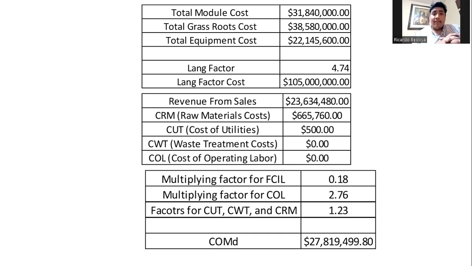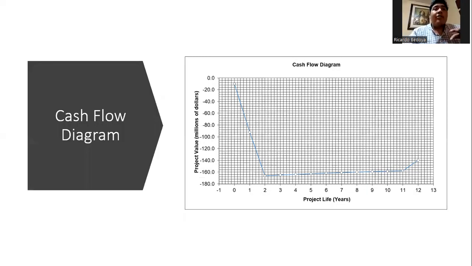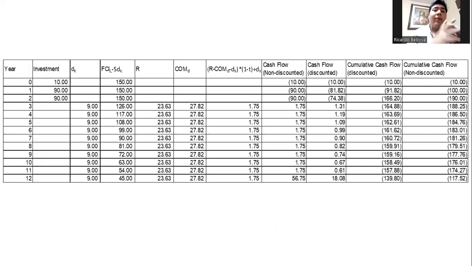Also, we have the revenue from sales using the amount of product that we obtained in the simulation and the cost found in the bibliography. And finally, we find the cost of manufacturing, that is 27 million. Also, CAPCOST brings us the cash flow diagram, which is a graphic of the project value and project life. We can see that between year 0 and year 2, we are going to have losses, but after the second year, our project is going to rise, and around the 11th year, the project is going to become profitable. Also, CAPCOST brings this table, which is the table for cash flow and cumulative cash flow, for discounted and non-discounted.